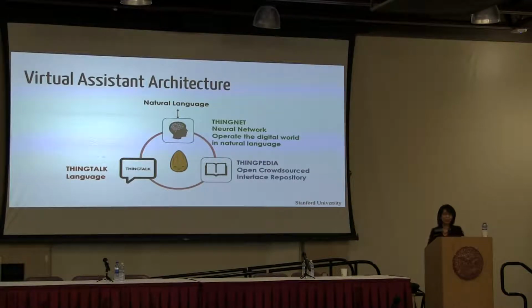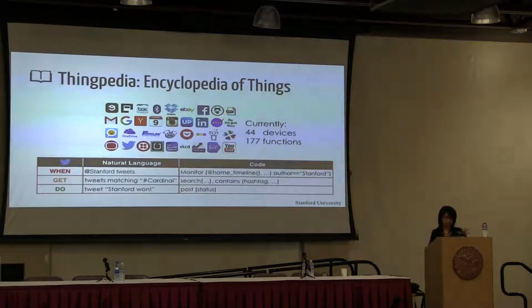So anyways, we got the whole system. It is a small system, but it actually can understand natural language to the extent that I'm going to explain. So what have we got so far? We've built an encyclopedia of things, a Thingpedia, with the help of our students. We crowdsourced it from the students, and right now it has about 44 devices, less than 200 functions.